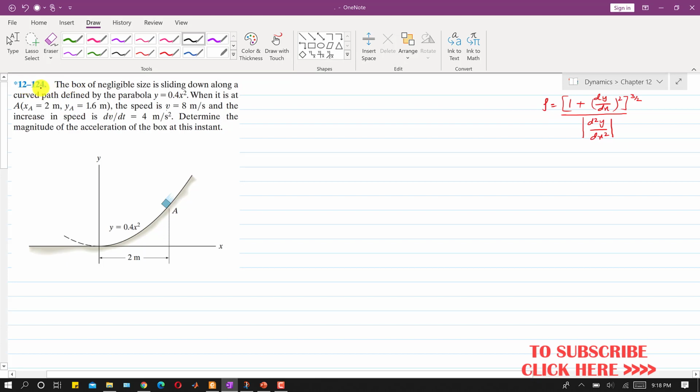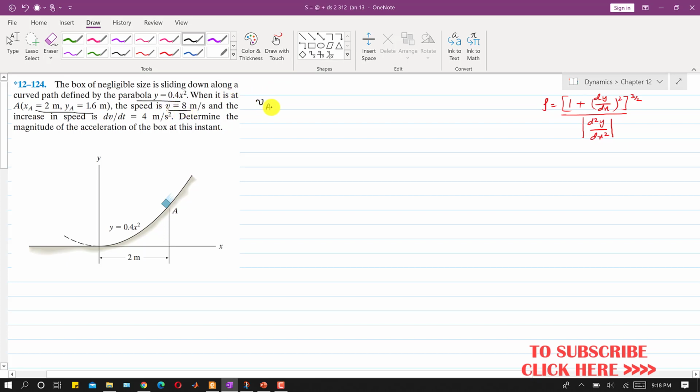Now I am going to solve this problem. In this problem we are given that the box of negligible size is sliding down along a curved path defined by the parabola. So we are given this y of x function, and it is said that when it is at point A, and these are the point A coordinates, right? So the speed of the box is 8 meter per second.